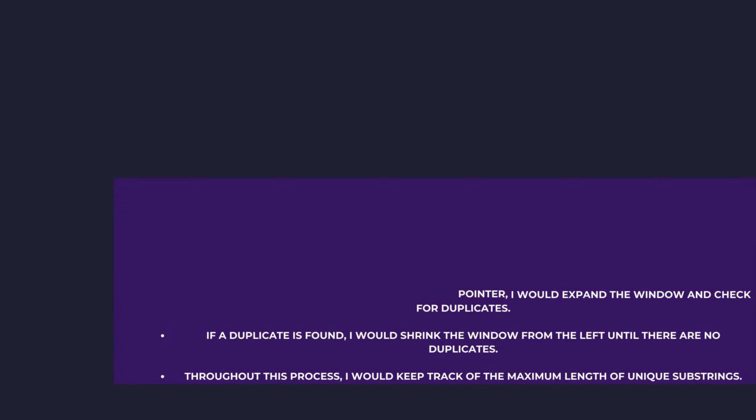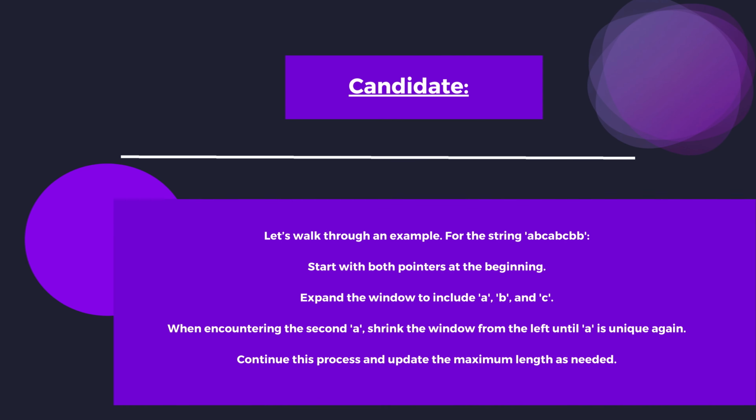Let's walk through an example. For the string ABCABCBB, start with both pointers at the beginning. Expand the window to include A, B, and C. When encountering the second A, shrink the window from the left until A is unique again. Continue this process and update the maximum length as needed.